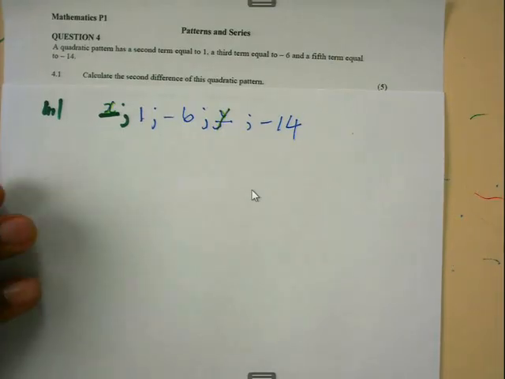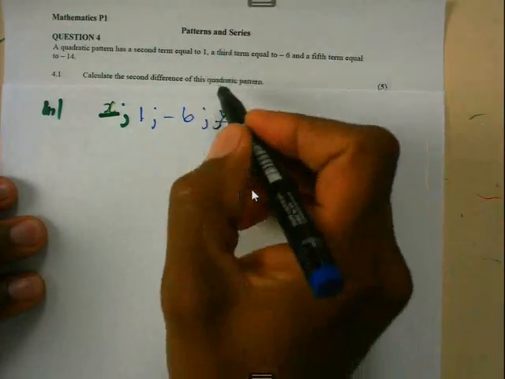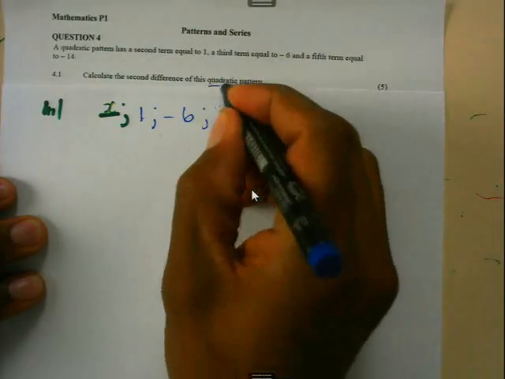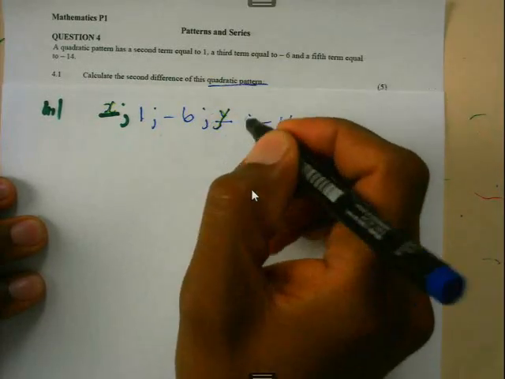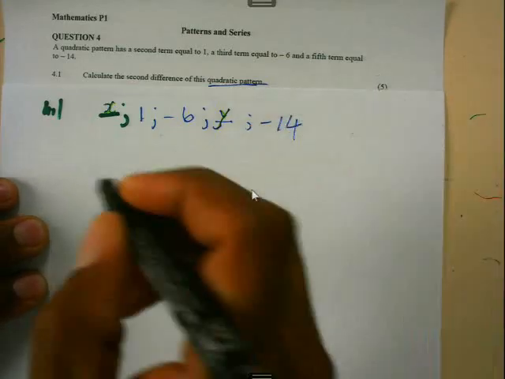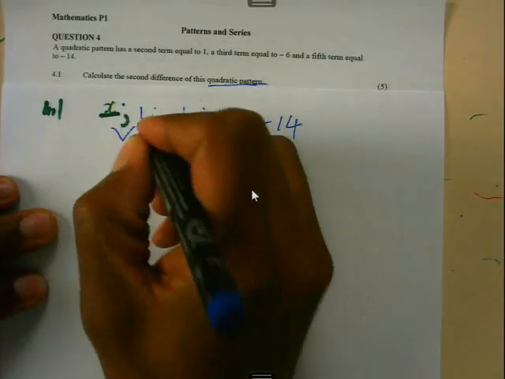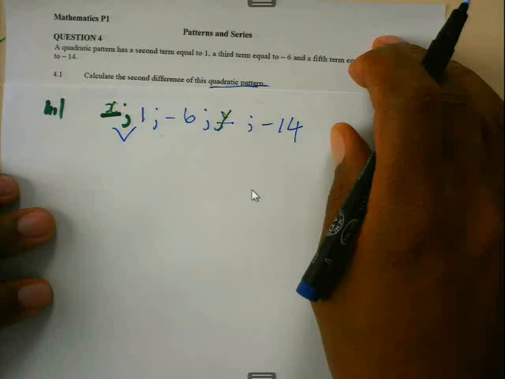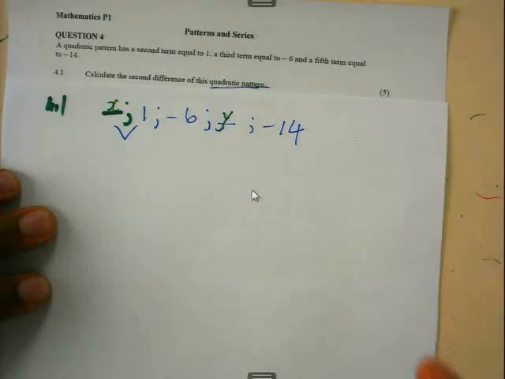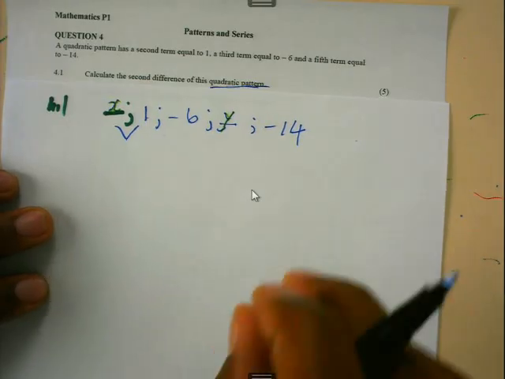Right, now immediately from here, boys and girls, I'm told that this is a quadratic pattern, so now I must find the second difference from this pattern as well. If I can get to the second difference, then I'll be happy. Why? Because I know I can equate the two, because the second difference is always the same.